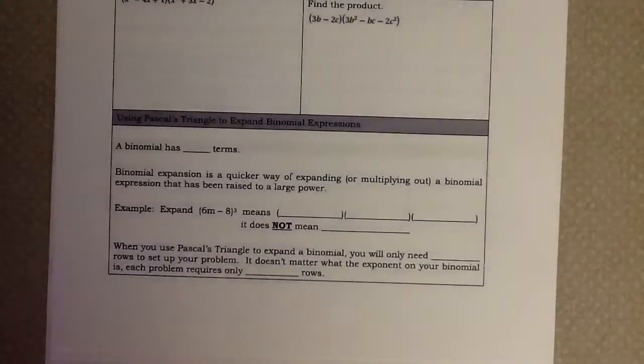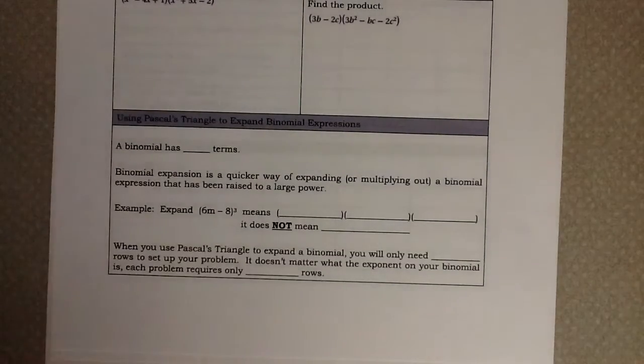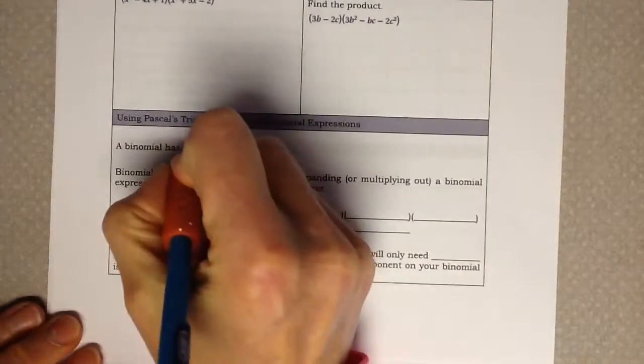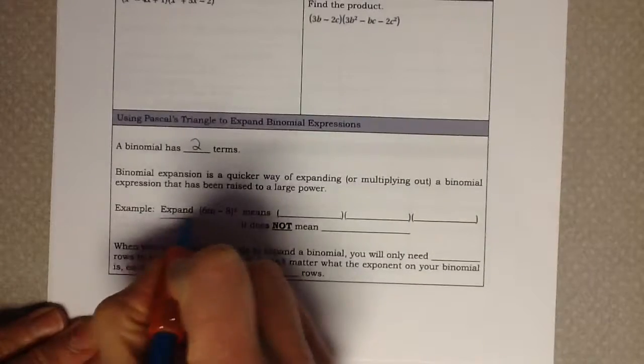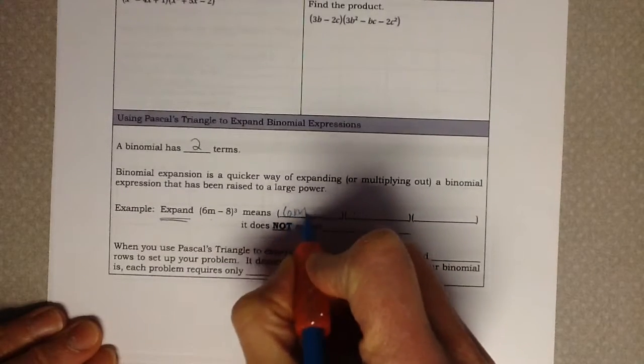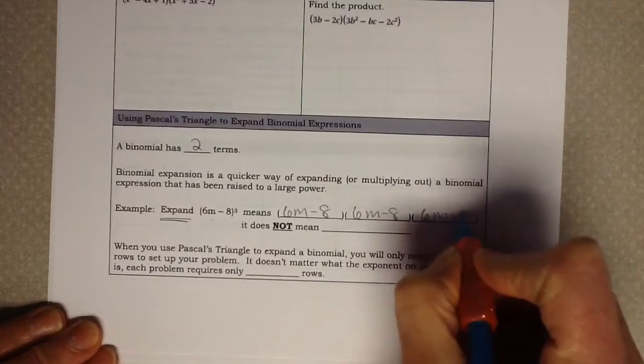We're going to continue on in section 6.2, and we're going to use Pascal's triangle to expand binomial expressions. Just a reminder, a binomial has two terms, and binomial expansion is a quicker way of expanding or multiplying out a binomial expression that has been raised to a large power. When we say expand, this means 6m minus 8 times 6m minus 8 times 6m minus 8.